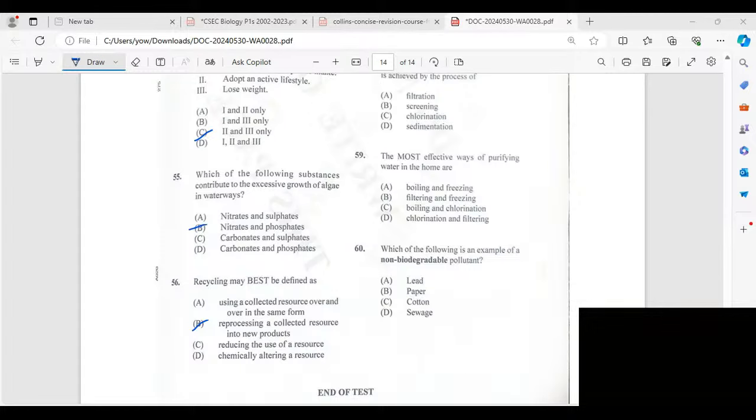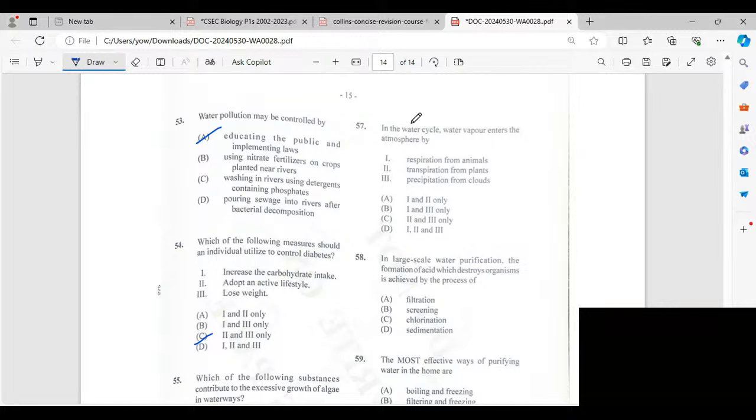All right, moving on to 57. In the water cycle, water vapor enters the atmosphere by respiration. That's laughable. That is a joke. Ha ha, that's funny. That can't be right. Moving on, transpiration from plants is correct. Precipitation from clouds is right. So I'm looking for 2 and 3. The answer would be C. Respiration in the water cycle, that's a joke.